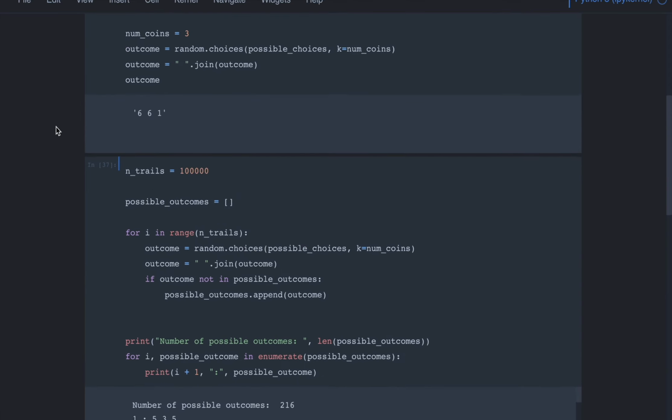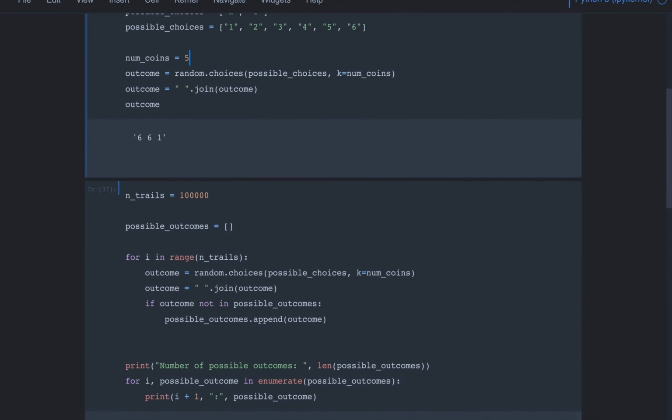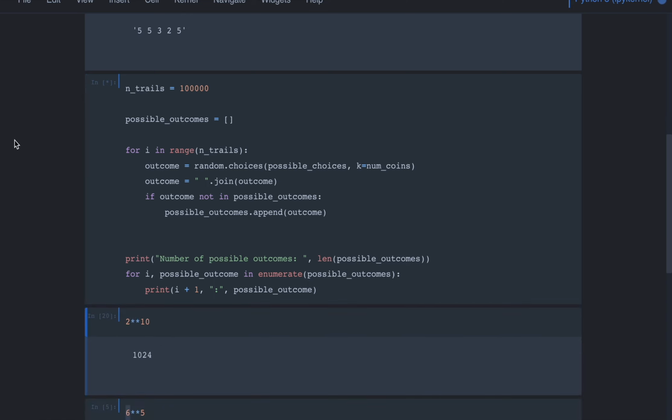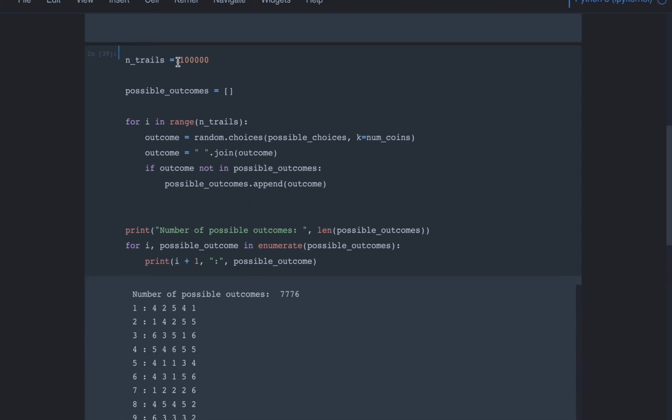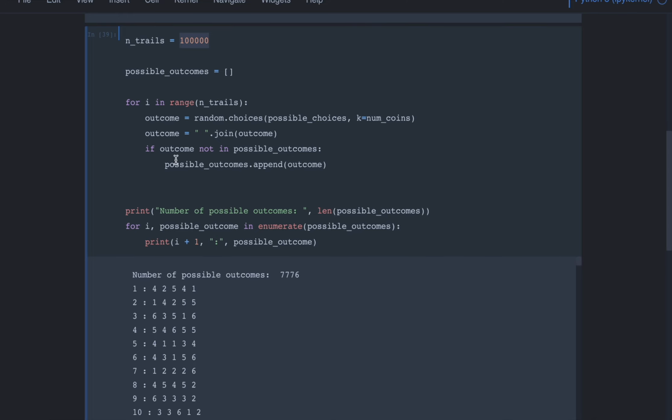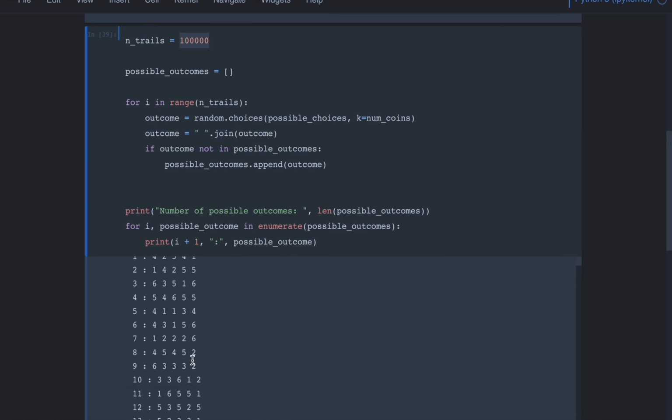Okay, now let's do 5 dice finally. Now this is going to take a while. Now this number of trials is important. This number has to be much larger than the possible outcomes, right? For example, for 5 dice, we have 7,776 outcomes. Okay, this is how they look.